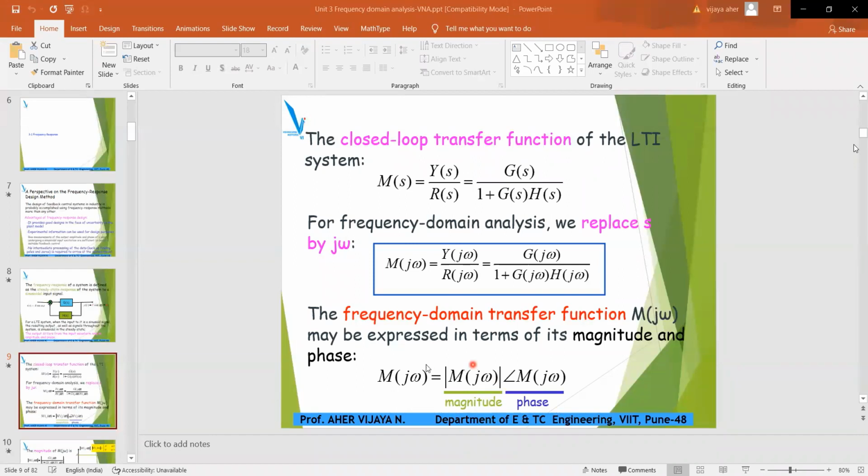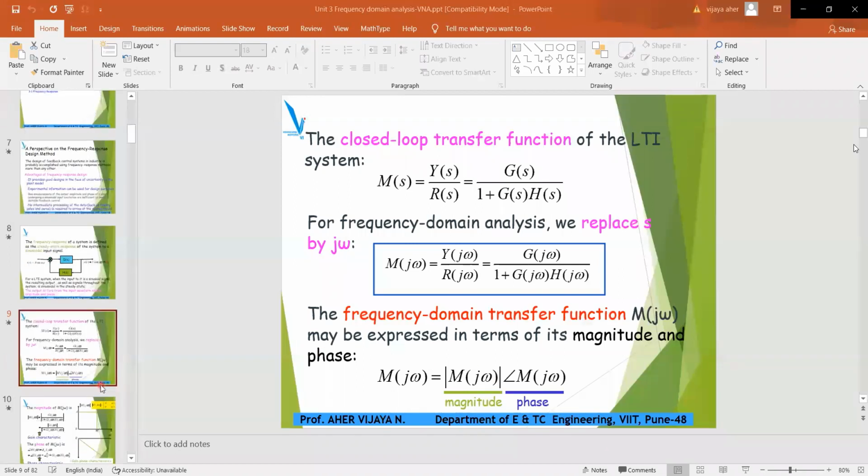Are you with me, students? So all these steps you have to write in your notebook. So take your pen and notebook to write all these things. Okay.